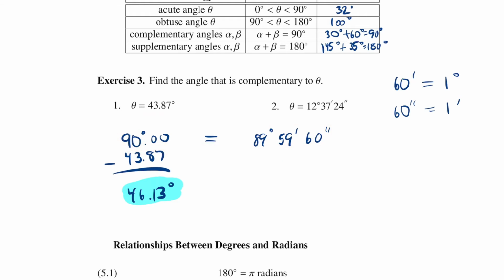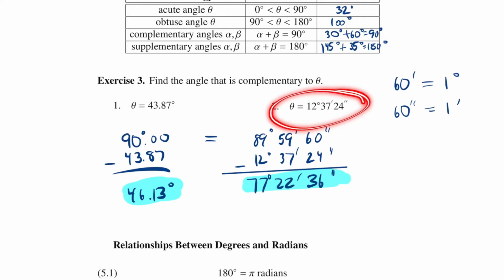All right, now we can do the subtraction. 12 degrees, 37 minutes, 24 seconds. If you do that, you will get, let's see, I think this is 36. This would be 22, and this would be 77 degrees. So this is the angle that is complementary to that angle.